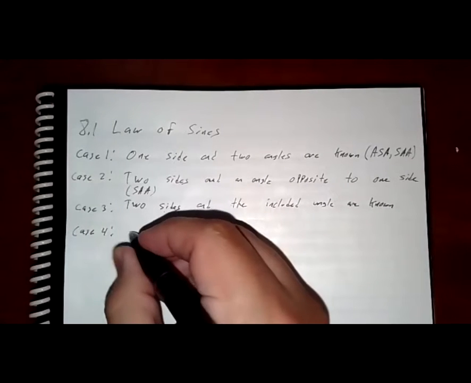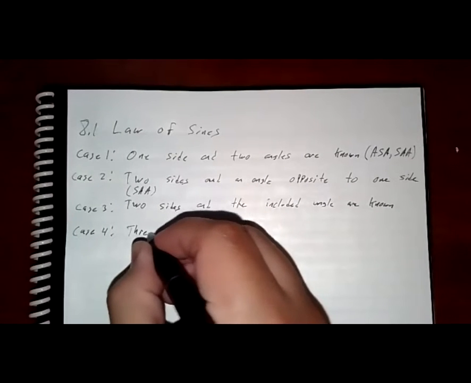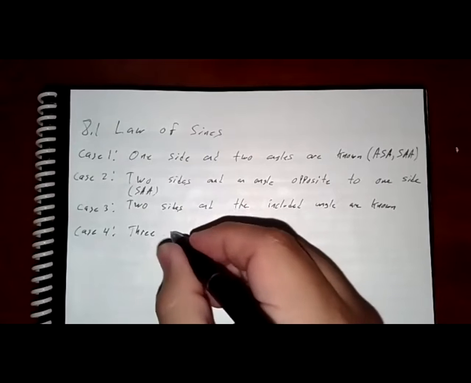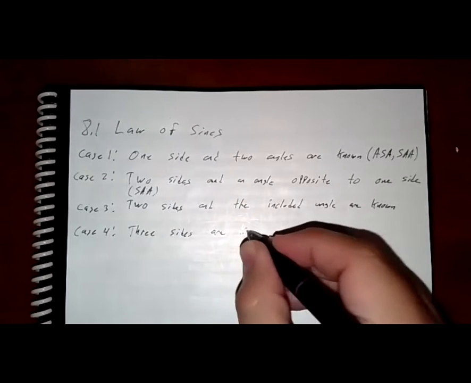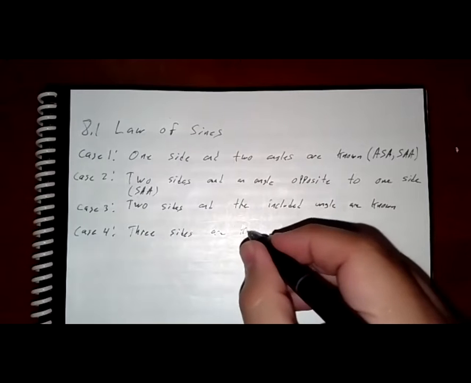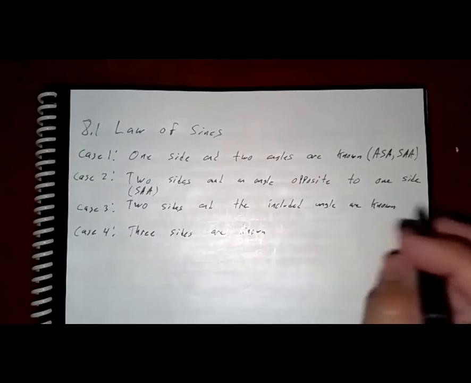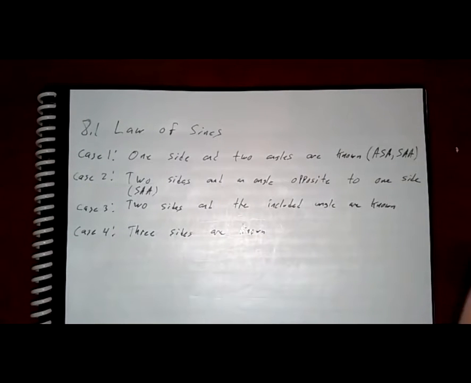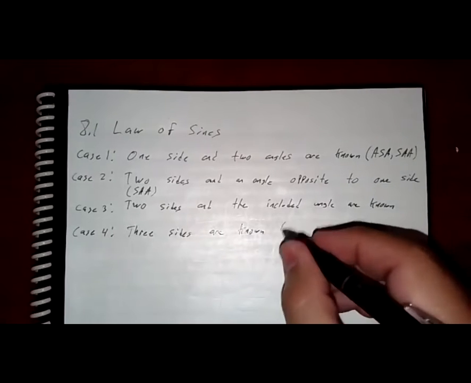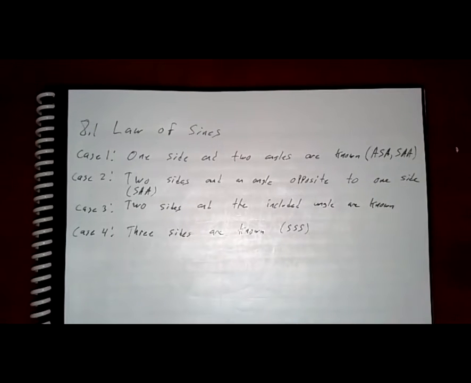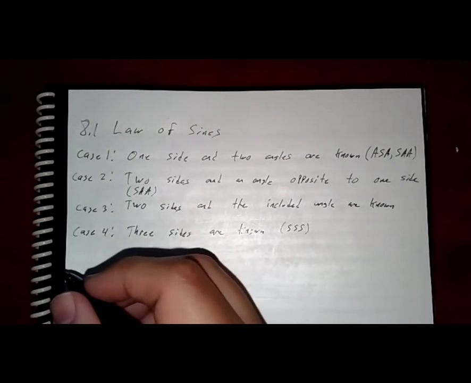And case 4 is when you have three sides and no angles. So this entire section, 8.1 and 8.2, is just about finding angles and finding sides. So very visual, very problem-solving type of thing. All right, so here's the law of sines.